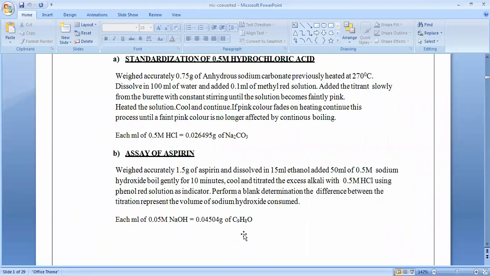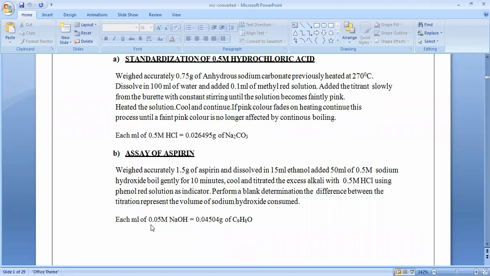So only the changes: we are going to perform the blank determination to calculate the difference between the titrations, which represents the volume of sodium hydroxide consumed. So we are going to check how much sodium hydroxide is required to determine the percentage purity of the aspirin drug molecule. For that calculation, we are going to derive one formula, depending upon the molecular weight of that sample. So how are we going to determine the formula?